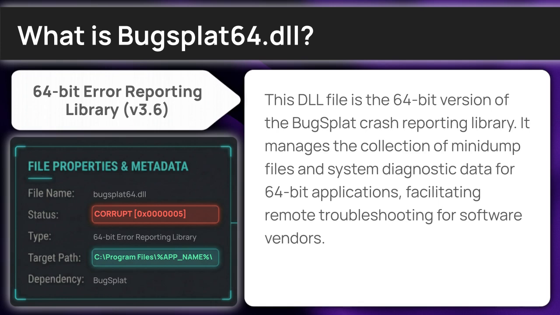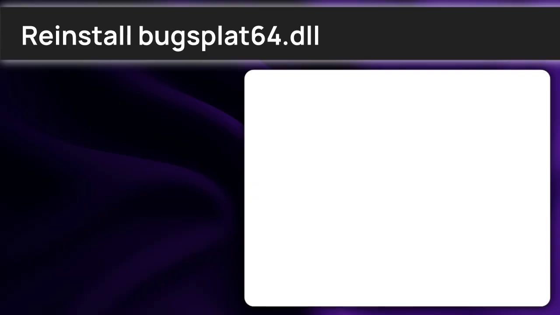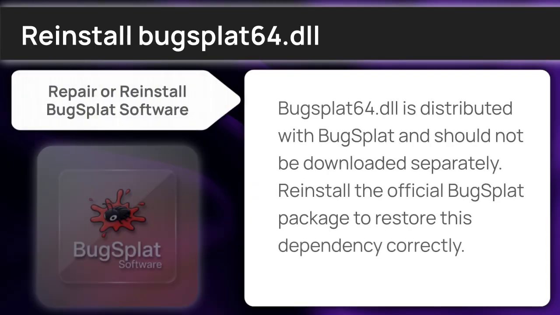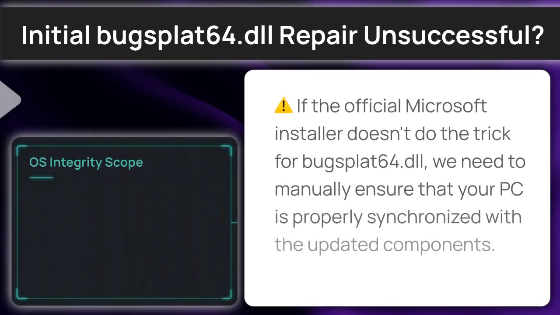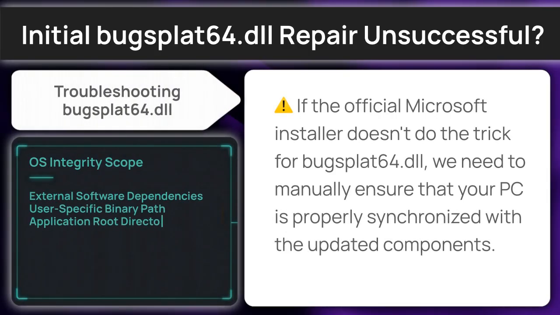Let's get to work. We'll start with the most common fix for this specific error. A damaged or incomplete Bugsplat installation is the most likely cause for this error. You'll need to reinstall the latest official version of Bugsplat to restore required files such as the Bugsplat64.dll to the application directory. If that initial setup didn't clear the pop-up, let's examine the specific initialization sequence assigned to your applications directory.